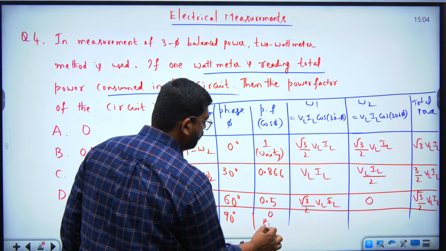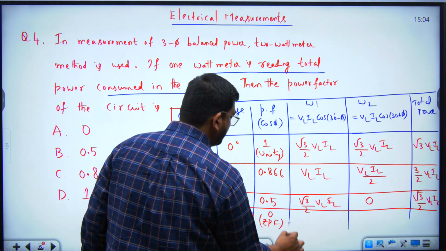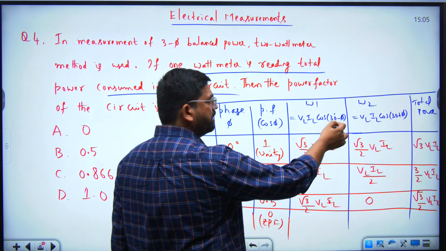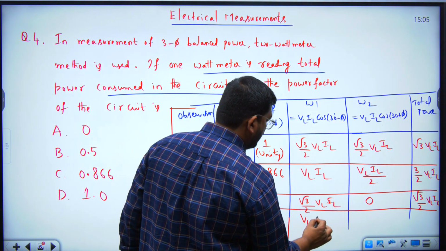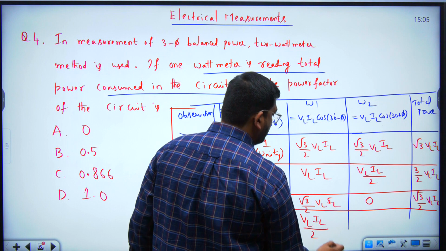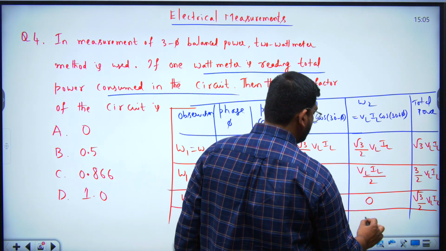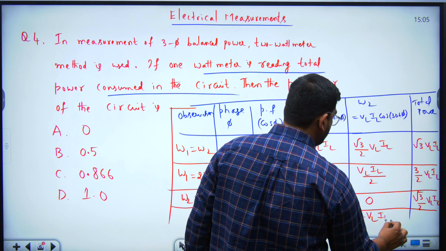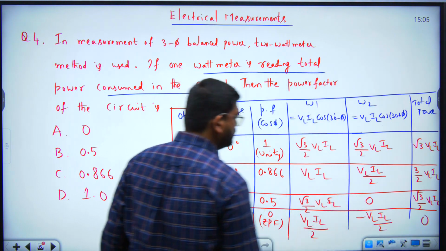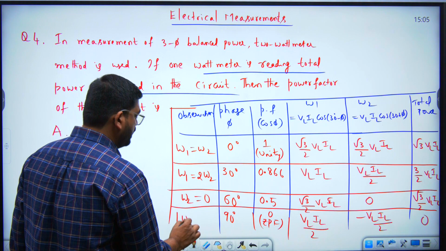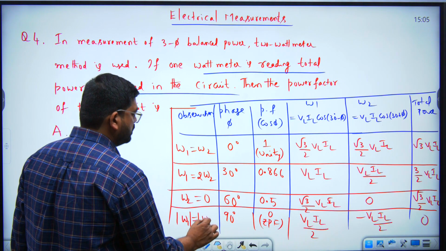Now for 90 degrees, cos 90 is 0, which is zero power factor. Cos of (30 minus 90) means cos of minus 60, which is positive, that is VL IL by 2. The next one is cos of (30 plus 90), cos 120, in the second quadrant where cosine is negative, so we get minus VL IL by 2. Total power is 0 because of zero power factor. Both are reading the same quantity but the sign is different.